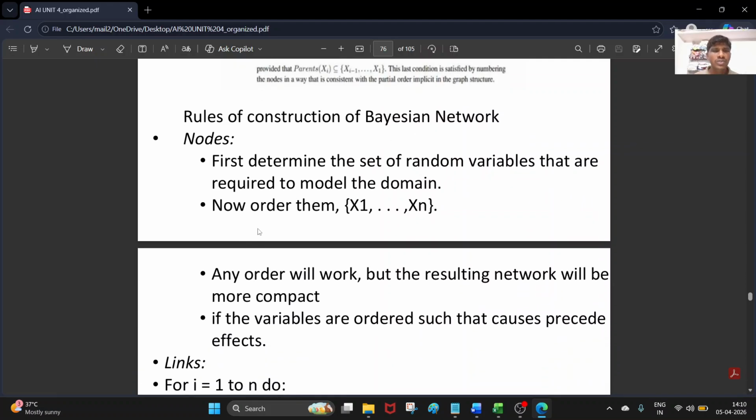Next are the rules of constructing the Bayesian network. In a Bayesian network, you will have the nodes and the links. First, you have to determine the set of random variables. Then you have to order those random variables. Any order will work out, but if the variables are ordered in such a way that causes precede the effects, then it will be better.